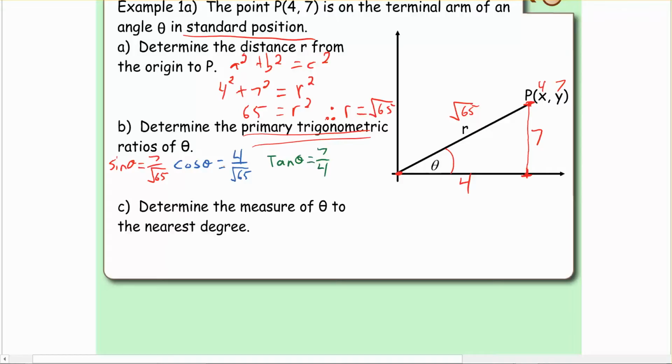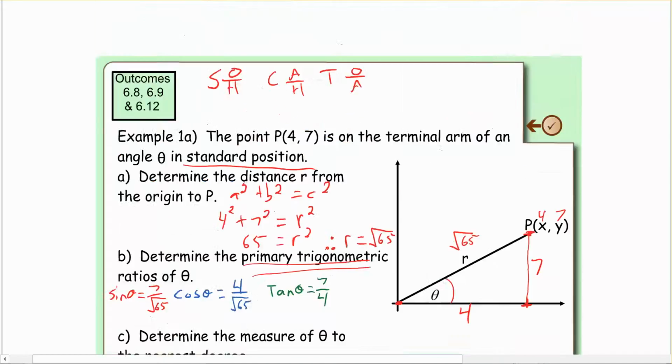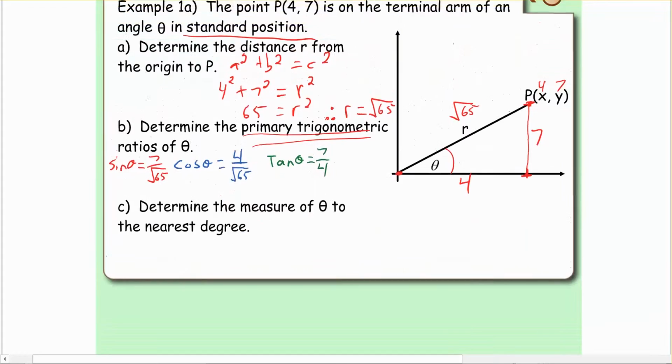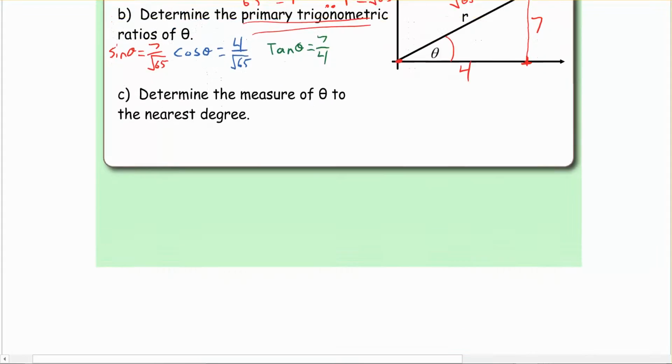Cosine theta would be 4, because that's my adjacent, over the hypotenuse of square root 65. I'm just looking back at SOHCAHTOA, right? So cos was adjacent over hypotenuse. So adjacent was 4. Hypotenuse was square root 65. Tan, opposite over adjacent, so 7 over 4. Last one says determine the measure of theta, so the angle, to the nearest degree.